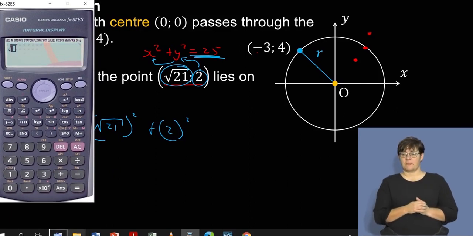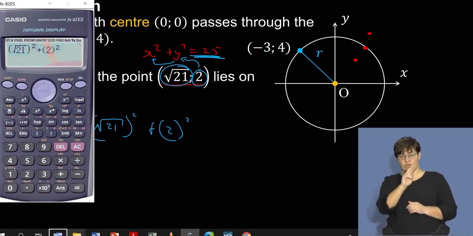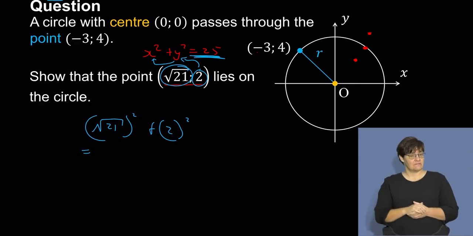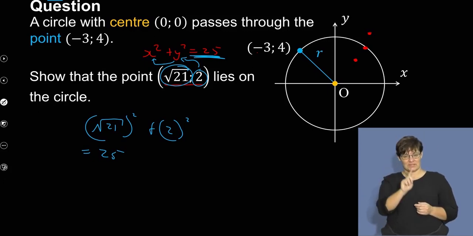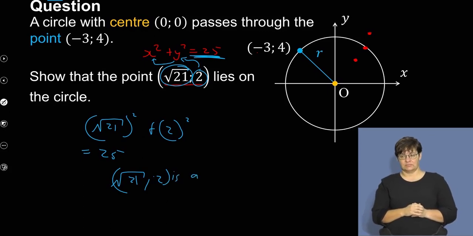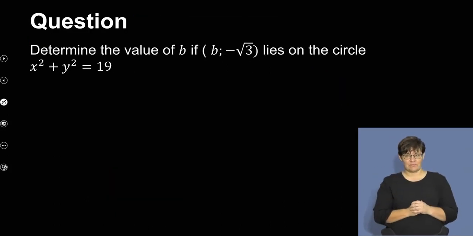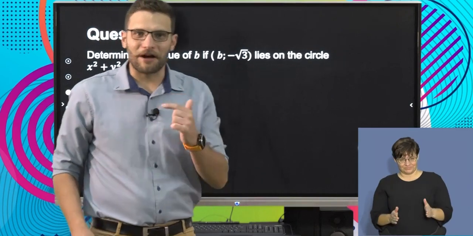What am I doing? I'm doing open brackets, the square root of 21, close brackets squared, plus open brackets 2, close brackets squared. And what do I get? I get that this is indeed equal to 25. And so what do I know? This definitely, square root 21 and 2, is a point on my circle. Wonderful. So we're going to be moving on to the next example.